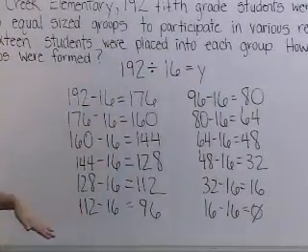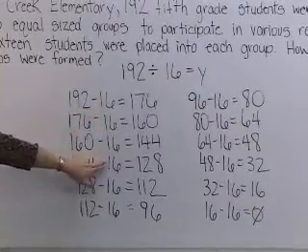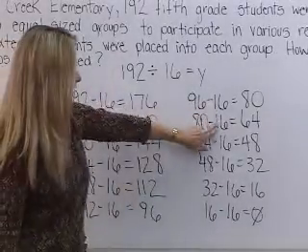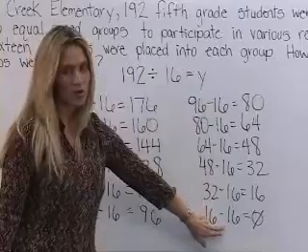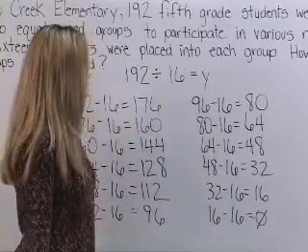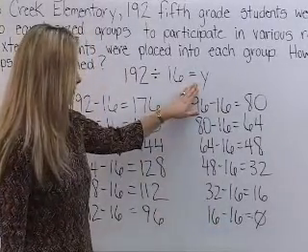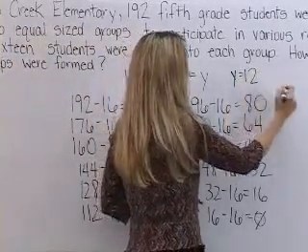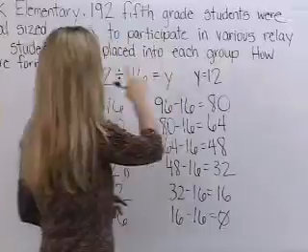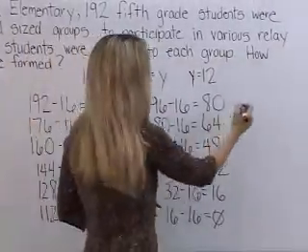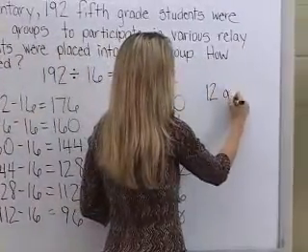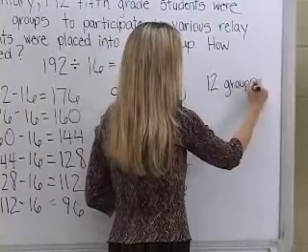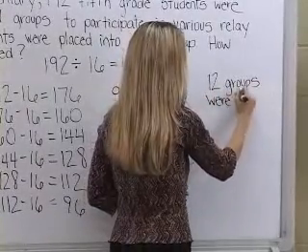Going back and making sense of the problem, 1, 2, 3, 4, 5, 6, 7, 8, 9, 10, 11, 12 groups of 16 were able to be formed. So we are able to determine that y equals 12. And the final answer to the question, how many groups were formed? We would write in a complete sentence, 12 groups were formed.